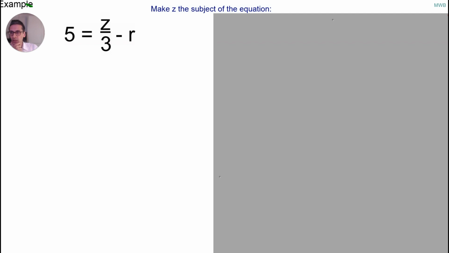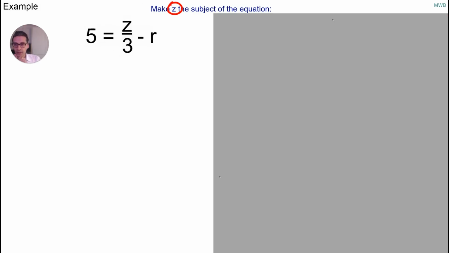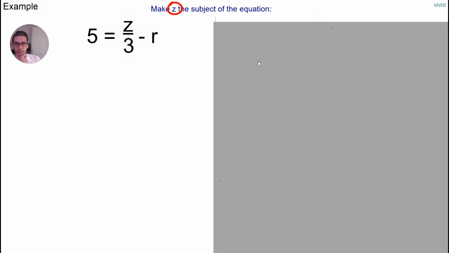So here we've got a fraction in our equation, and we are trying to isolate z. We want z to be the subject. So have a go if you're confident with it, otherwise I'm going to show you how to do it, and then there's a practice question. So in this case, if I want to isolate z, first thing that would make sense is if I add r to both sides. So this becomes 5 plus r equals z over 3.